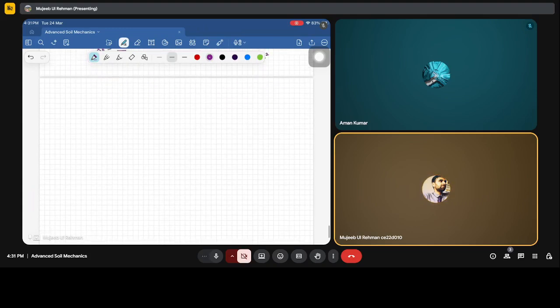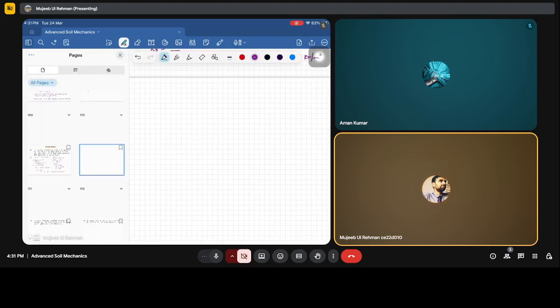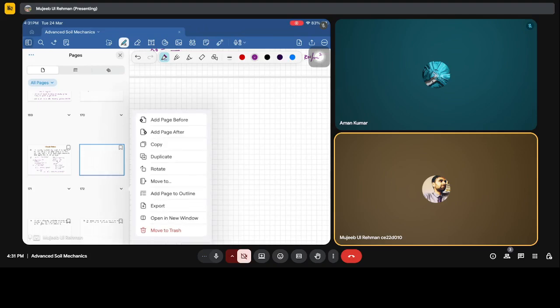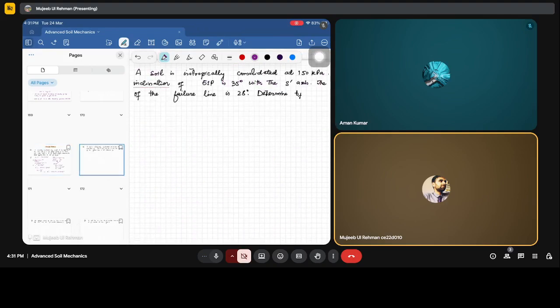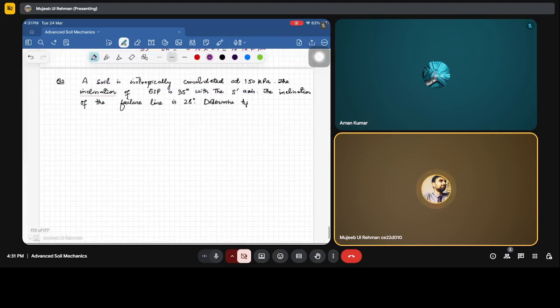Fine. Now another question. The soil is isotropically consolidated at 150 kPa. Fine. The inclination of ESP is 35 degrees with the S dash axis. The inclination of failure line is 28 degrees. Determine TF. So we have been asked to determine the final TF, which is a stress path parameter.